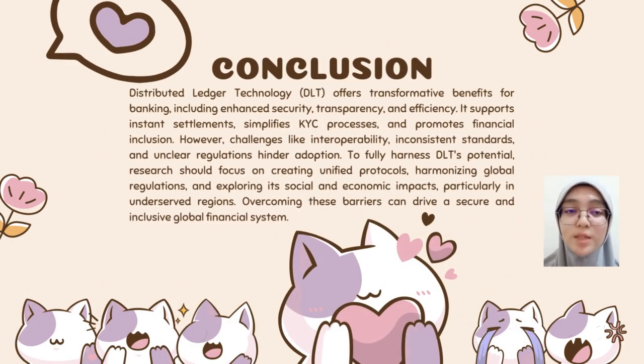In conclusion, distributed ledger technology (DLT) offers transformative benefits for banking, including enhanced security, transparency, and efficiency. It supports instant settlements, simplifies KYC processes, and promotes financial inclusion. However, challenges like interoperability, inconsistent standards, and unclear regulations hinder adoption. To fully harness DLT's potential, research should focus on creating unified protocols, harmonizing global regulations, and exploring its social and economic impacts, particularly in underserved regions. Overcoming these barriers can drive a secure, inclusive global financial system.